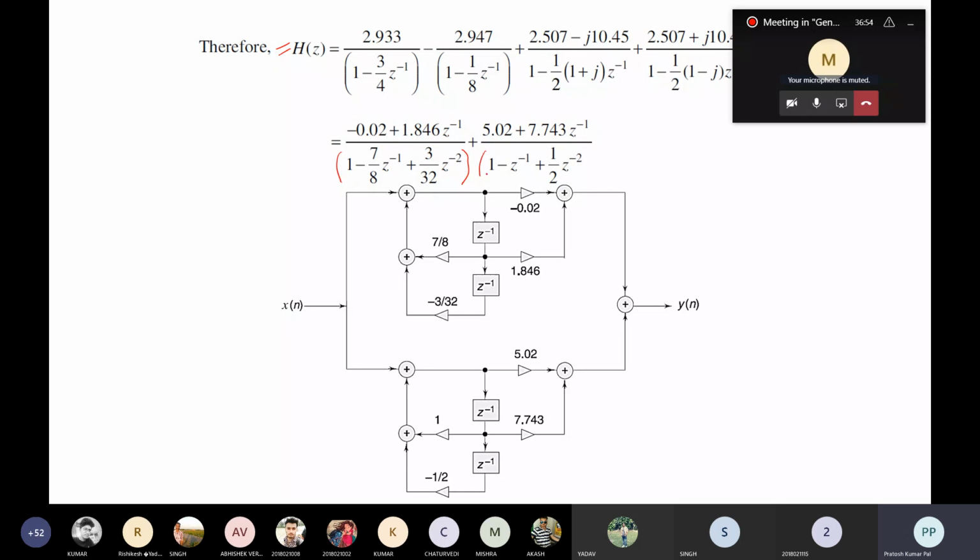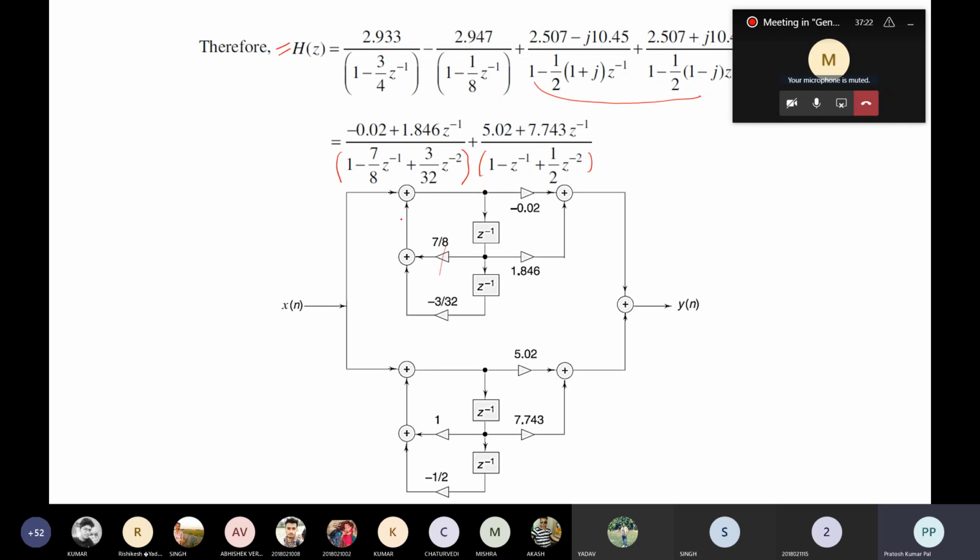We'll be combining it, or we can do it individually also, but these two should be combined because it is an imaginary form. To realize an imaginary form is difficult. We cannot realize an imaginary form in the physical world. So we have to combine it and do the direct form II realization. After combining these two, this will be obtained and the coefficients will be combined. So this is the second order system.